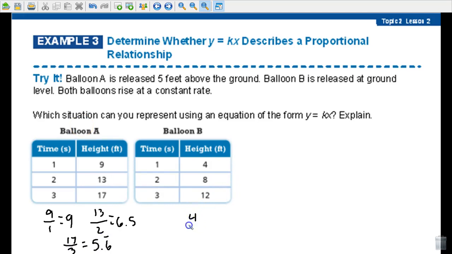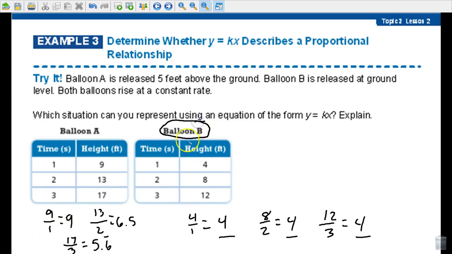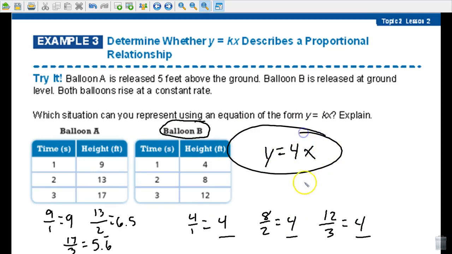For balloon B, I get 4 over 1, 4. I get 8 over 2, I get 4. I get 12 over 3, I get 4. Does anybody see what I'm getting at? Okay? Balloon B is the one that can be represented using an equation because 4 is my k, therefore I can get y equals 4x, and that is my equation. That is balloon B. It would not work for balloon A.